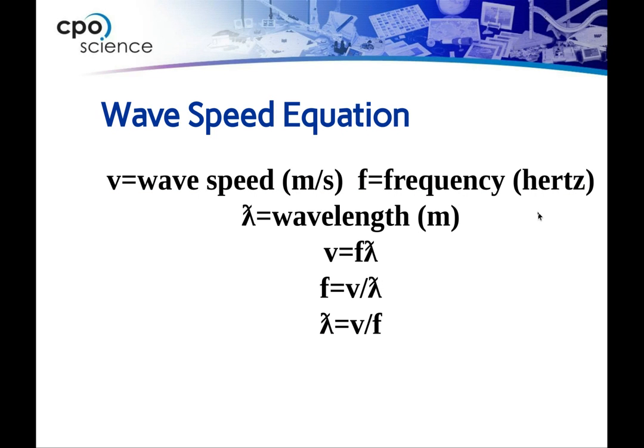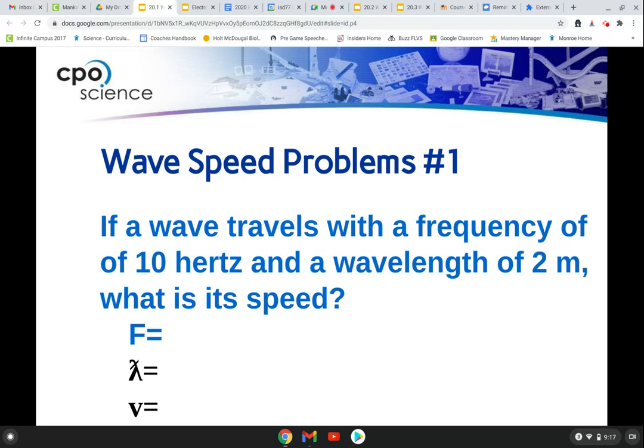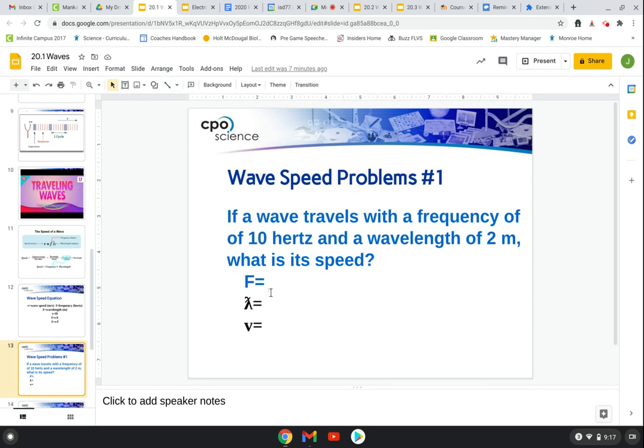Now, using my algebra skills, I'm able to manipulate the equation to solve for any of the three variables. As long as I know two of the variables, I can solve for the third. So speed is equal to frequency times wavelength. Frequency is equal to speed divided by wavelength, and wavelength is equal to speed divided by frequency. So we're going to do a couple problems here. I'm going to walk you through them so that you know how to do the worksheet that you're going to be doing on wave speed.